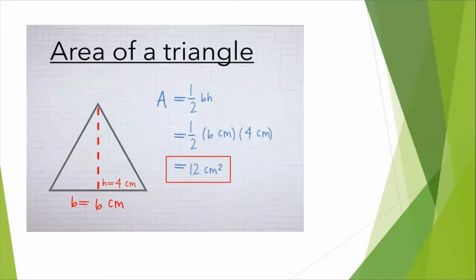So we have here an example triangle, wherein its base is 6 centimeters and the height is 4 centimeters. The formula used in finding the area of a triangle is 1/2 times base times height, wherein the base is equal to 6 centimeters and the height is equal to 4 centimeters. So let us now answer. 6 times 4, that is 24. And what is the half of 24? That is 12. So it means the area of this triangle is 12 centimeters squared.